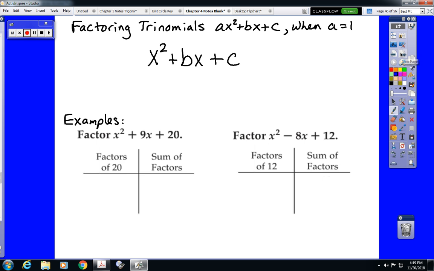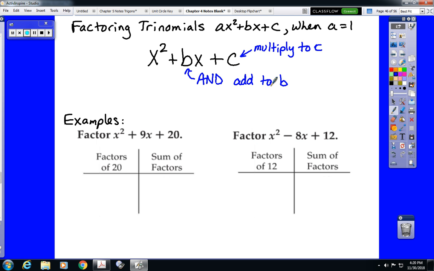Okay, final topic for this particular video is factoring trinomials, ax squared plus bx plus c, when our lead coefficient a is 1, which basically means we're looking at trinomials in this format, where there's no number in front of x squared. So x squared plus bx plus c. The key skill here is being able to find a pair of numbers that multiply to c, and add to b, whatever those numbers are.